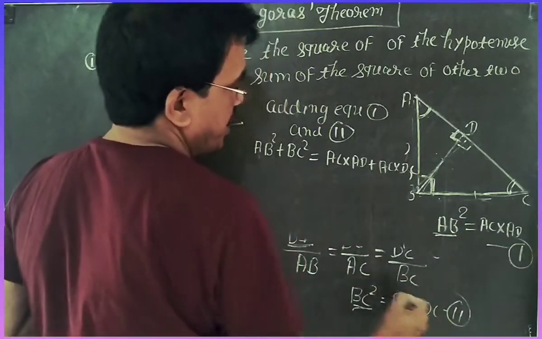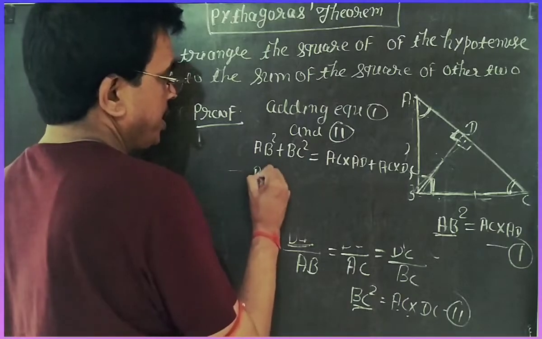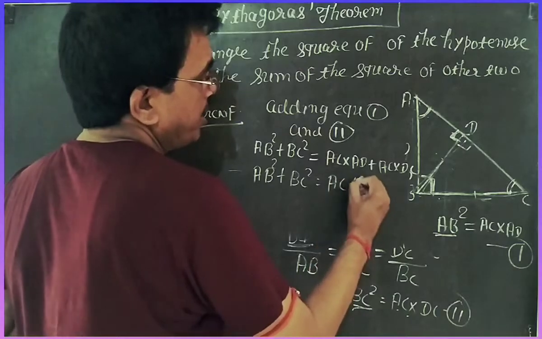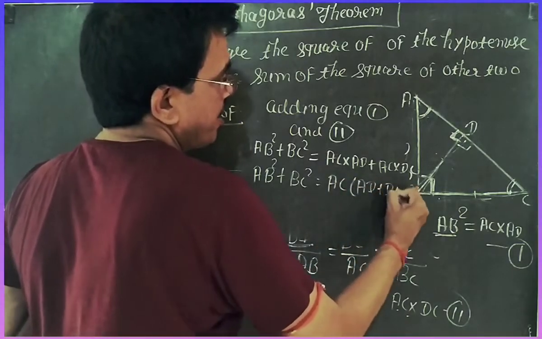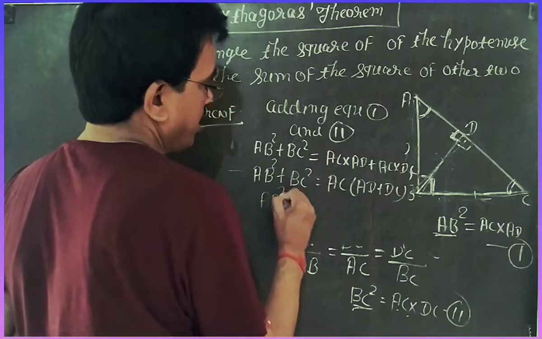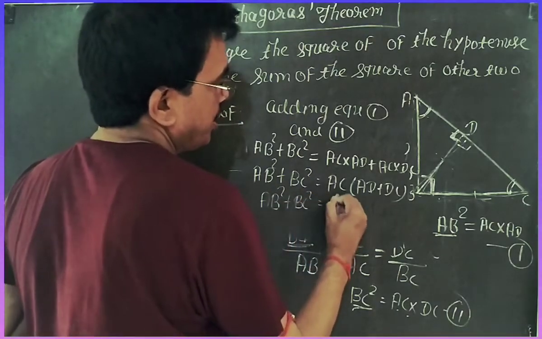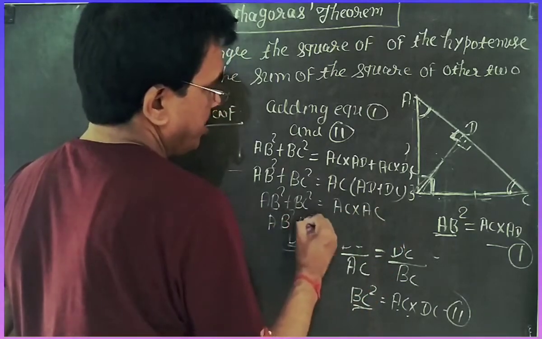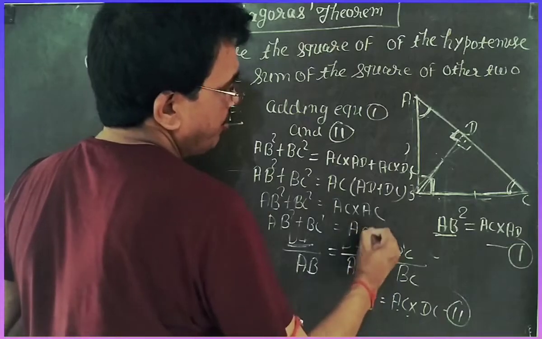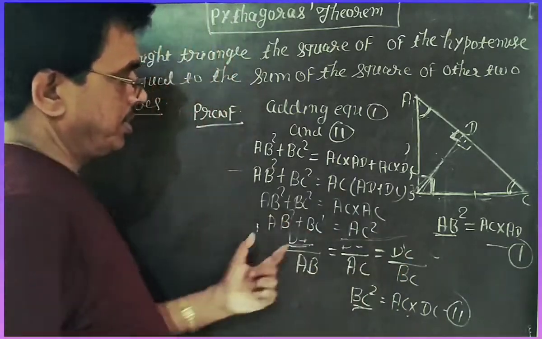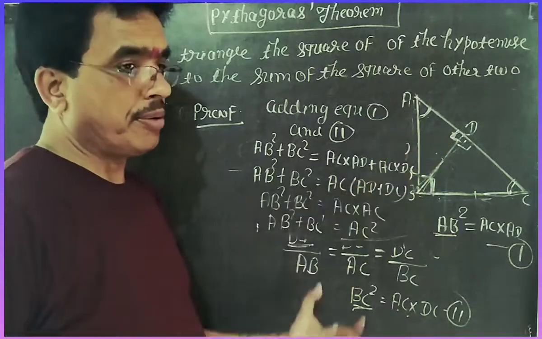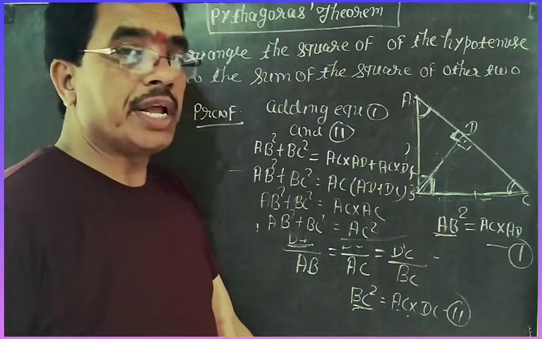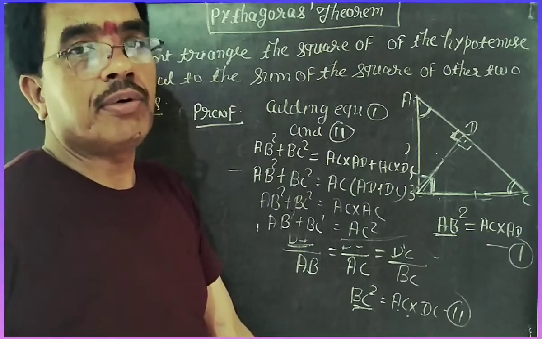AC into AD plus AC into DC. Now it is AB square plus BC square. Take AC as common, then it is AD plus DC. Hence AB square plus BC square is equal to AC into AC. That is AB square plus BC square is equal to AC square. This is your formula, that is Pythagoras theorem, and you can prove it with the help of this process. So watch the video 2 times, then you can solve how to prove the Pythagoras theorem.